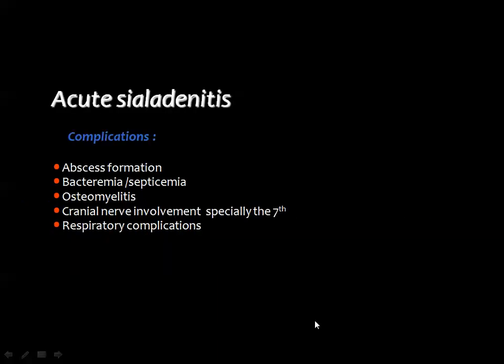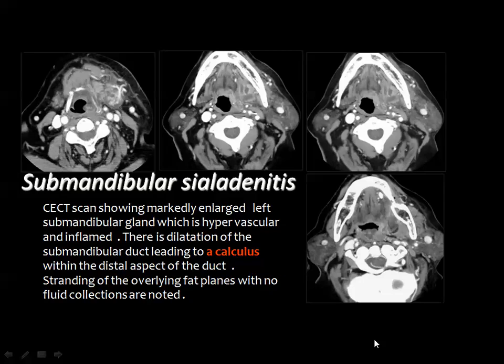Then the infection of the salivary glands may lead to a formation of an abscess within the affected gland, may lead to a spread of infection through the bloodstream, may affect the adjacent bones, especially the mandible, may also involve the cranial nerves, especially the seventh cranial nerve in cases of parotid sialadenitis, and may also be associated with some respiratory complications. And here you can see an inflammatory process involving the left submandibular salivary gland.